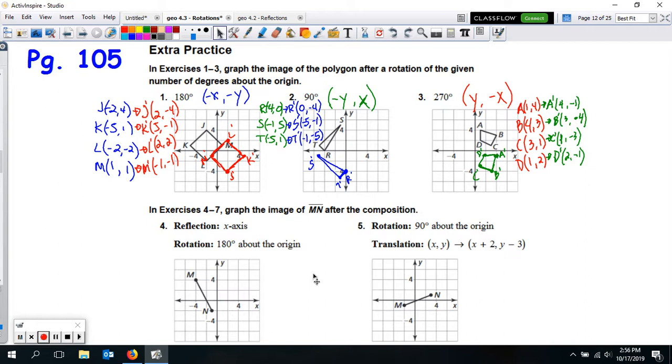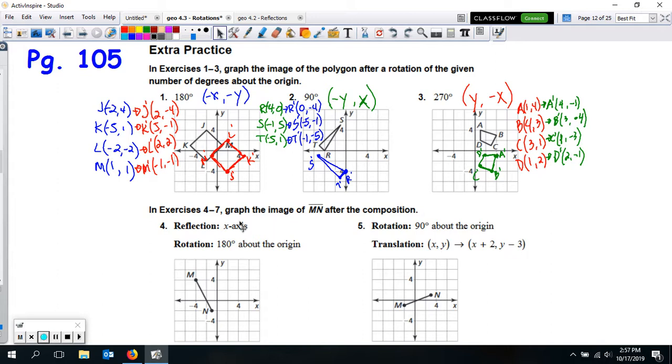But notice that sometimes the rotation is going to be first, sometimes the rotation might be second. So you just do the first one, and then you just do the second one. So we just do one at a time. So on number 4, it says reflection in the x-axis.